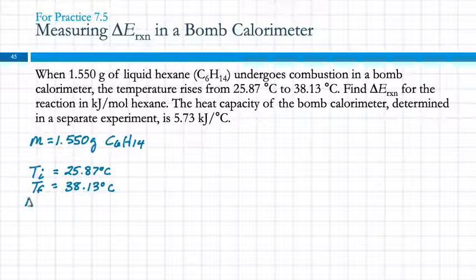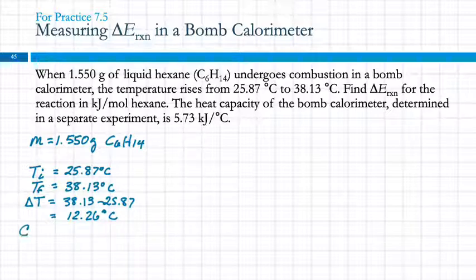So we could calculate change in temperature. It's the final minus the initial. 38.13 minus 25.87, 12.26 degrees Celsius. And we're told that the heat capacity for the calorimeter is 5.73 kilojoules per degree Celsius.